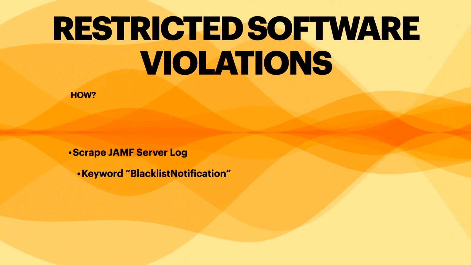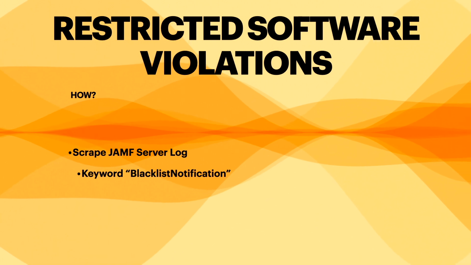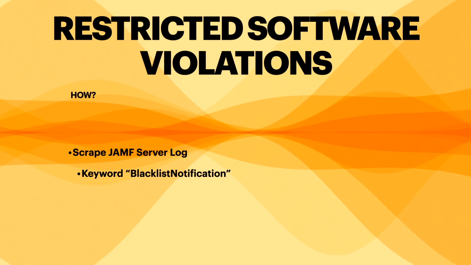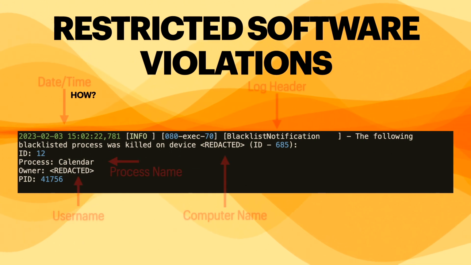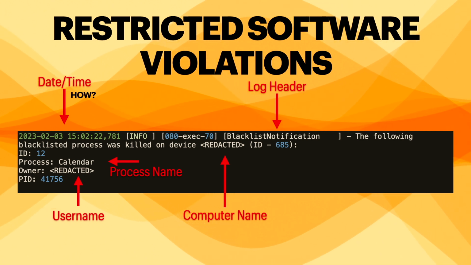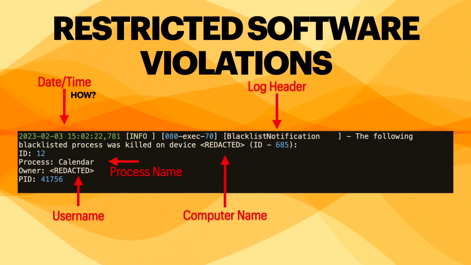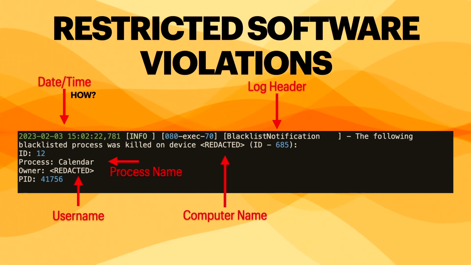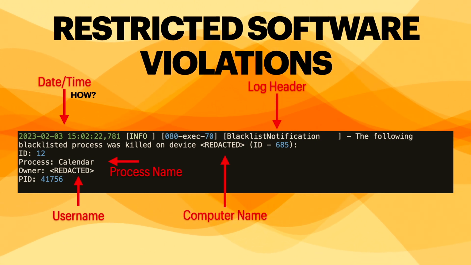I have to manually download the Jamf server log from the Jamf UI and place it into the folder with the script. And when we scrape the log, we're looking for an entry, blacklist notification, because Jamf hasn't been updated to be more politically correct yet. And that entry looks a little bit like this in the logs. So we've got information like the date and the exact time that that occurred. We've got the username of the person who ran that process. We've got the computer name that ran that process, the log header, as I mentioned before, and the process name. Again, I've redacted some information here for reasons.